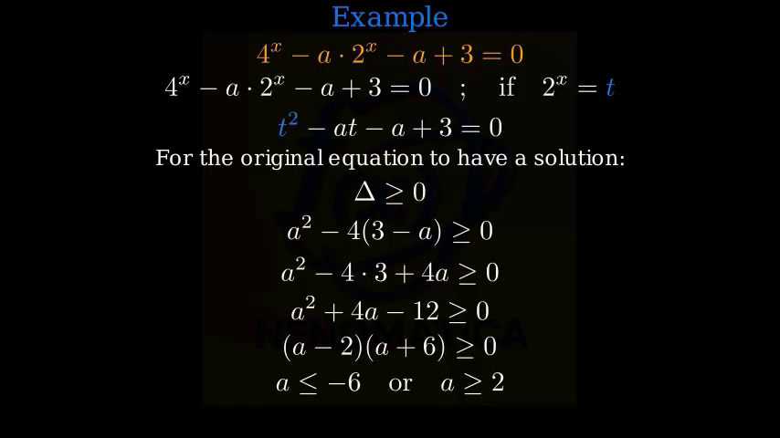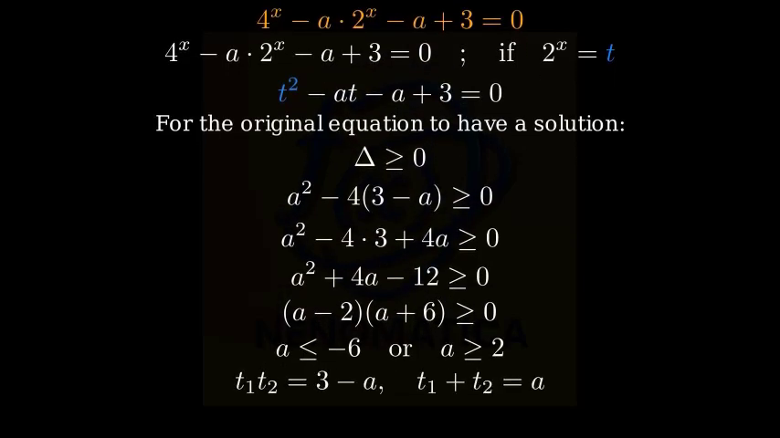For the quadratic equation t squared minus a t minus a plus 3 equals 0, we know the following about the roots. The product of roots t1 times t2 equals c over a, which is negative a plus 3. And the sum of roots t1 plus t2 equals negative b over a, which equals a. Let's consider the two cases we found earlier.